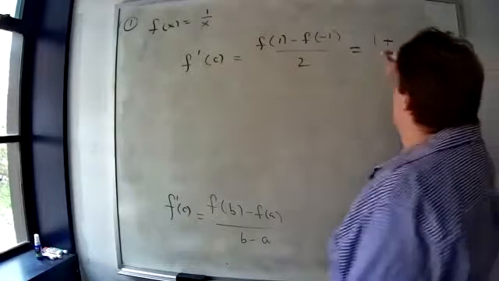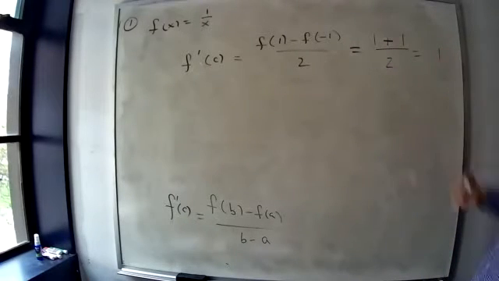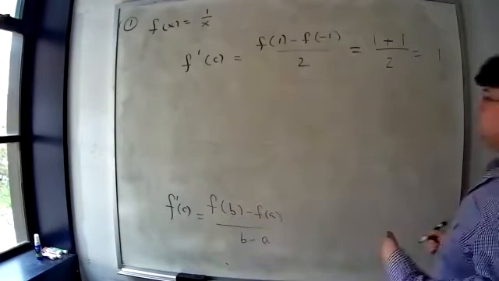Sorry, a chair was in my way. Over 2. So we have 2 over 2, which is 1. So we're going to show that there's no c value where f prime of c equals 1.